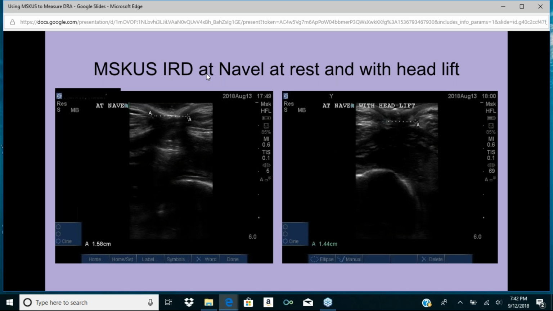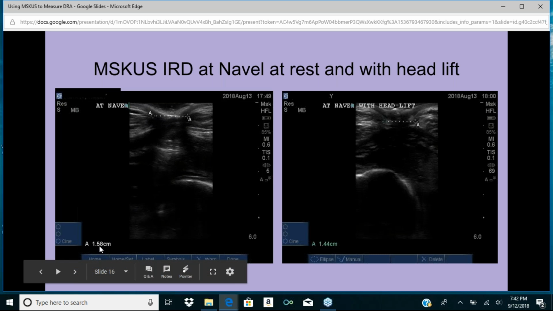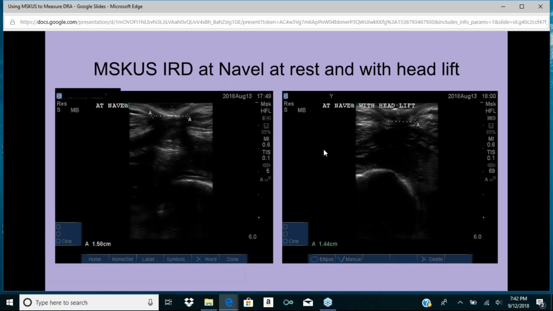This would be the patient scan at the navel. These are at rest. So this would be at the navel distance. You can see point A over here. This is the linea alba in the middle. You can see it's about 1.58 centimeters. Then when I had her do a head lift, it was about 1.44 centimeters. So almost about the same. At the navel, it didn't really separate too much.